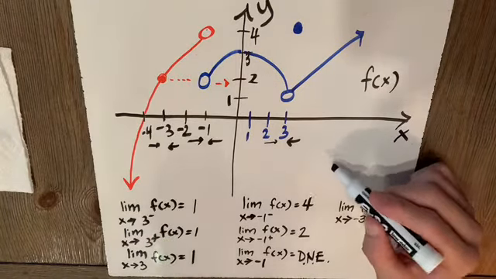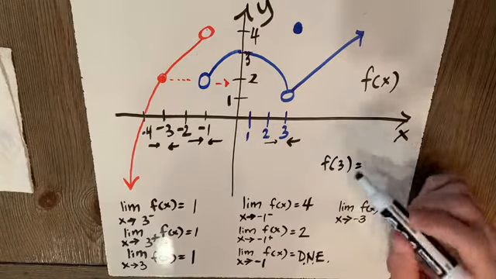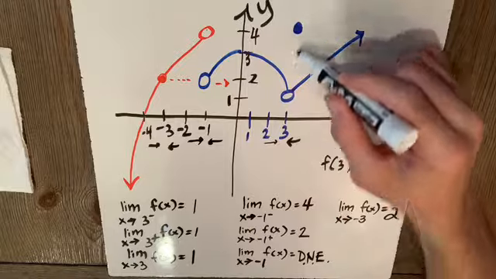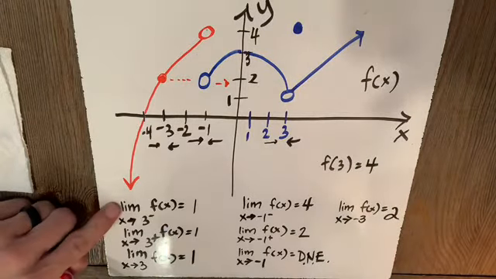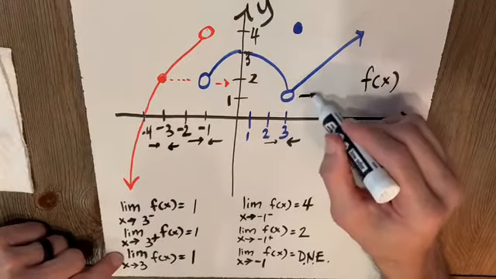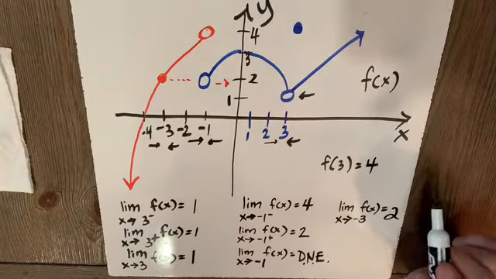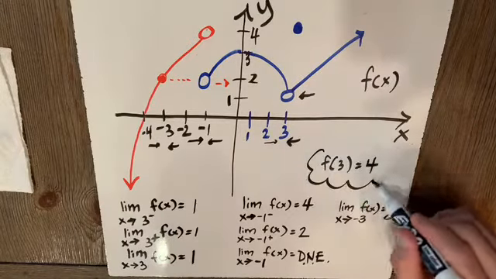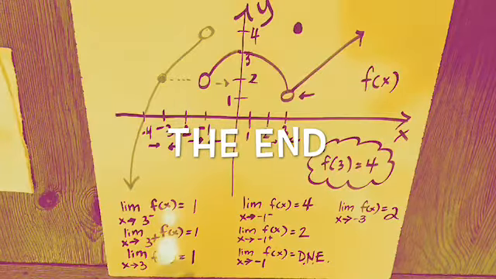An interesting bonus here would be, what is the function value at 3? Well, it's not 1. It's up here at 4. So even though the limit of f of x as x approaches 3 is 1, that's the trend in y, we have a hole there, and the point is actually at 4. Not a problem. Even though f of 3 is 4, the limit still is 1, because that's the trend in y.